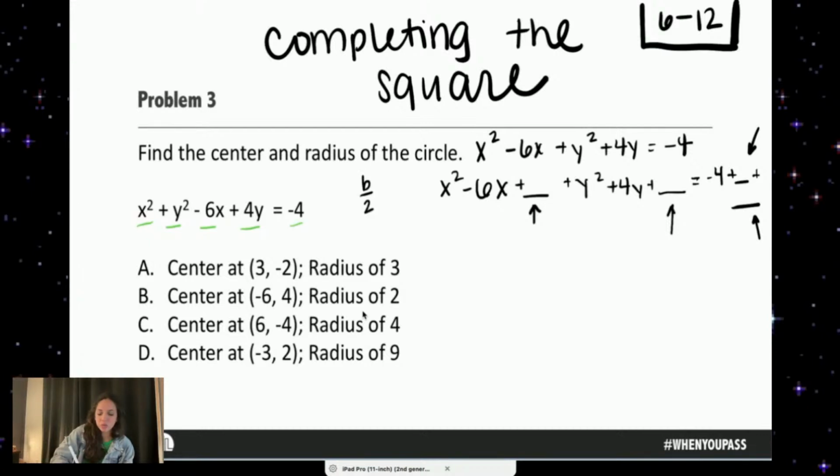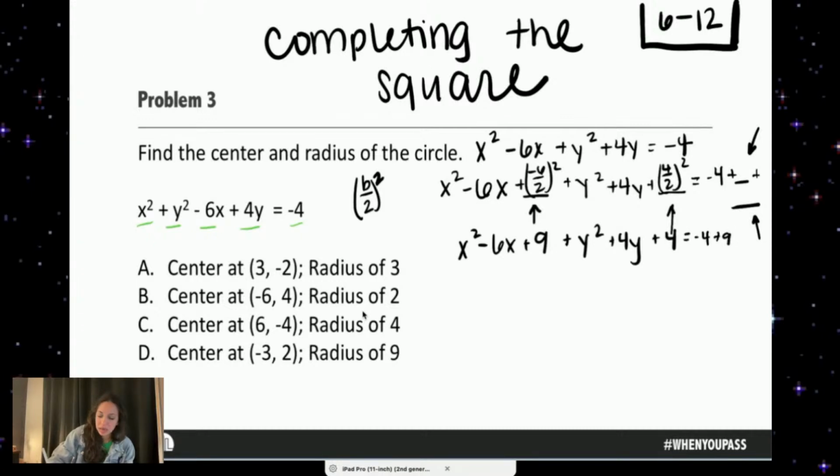B divided by 2 squared. So I'm going to do -6 divided by 2 squared, 4 divided by 2 squared, and then whatever those are go in those blanks. So -6 divided by 2 is -3 squared is 9. So x squared minus 6x plus 9 plus y squared plus 4y plus 4, because 4 divided by 2 is 2 squared is 4, equals -4 plus 9 plus 4. You following?